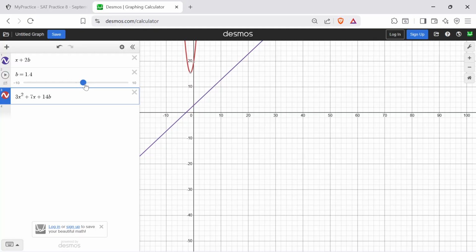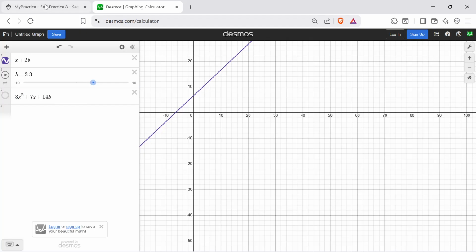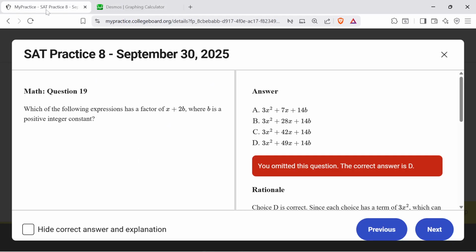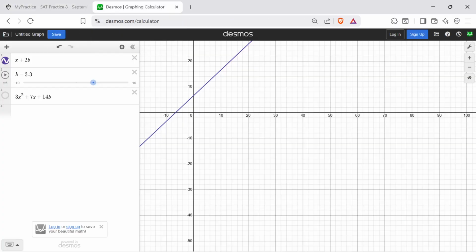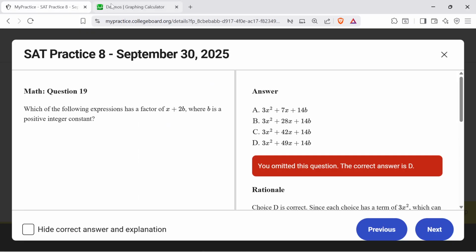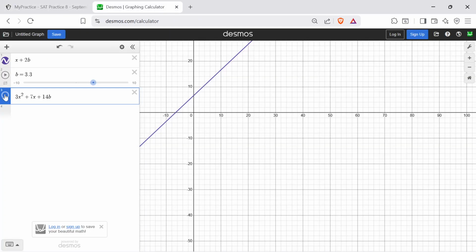And notice now, b is 1, the lowest positive integer constant. And the bigger I make b, the further apart they get. So that one isn't going to work. I'm just double checking again, where b is a positive integer constant. So let's try this next one, 3x squared plus 28x plus 14b. You know what, I'm going to do them separately, so in case there's a mistake of some kind, I can check them again.